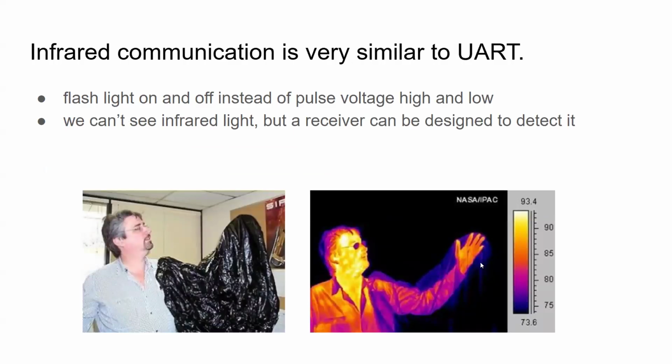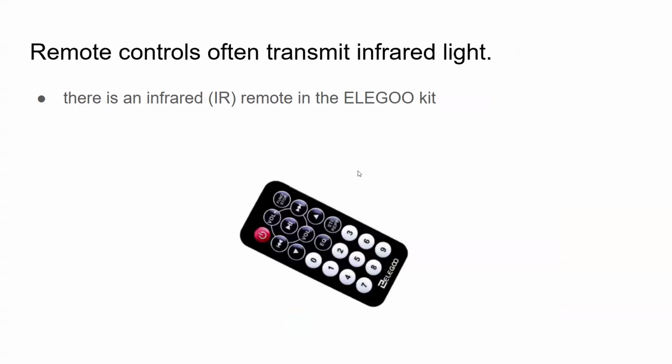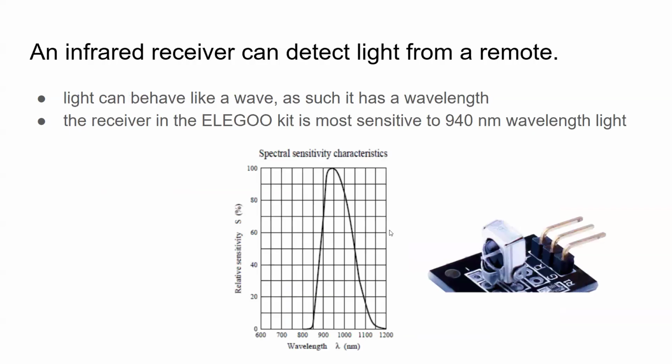So infrared communication is very similar to UART. Instead of these pulses directly on the line, we have flashes of light. And obviously we need some kind of receiver module in order to look at the flashes of light and turn it into an electrical signal that does go high and low. Here's an example of the remote control, which is something in our kit that does transmit infrared light.